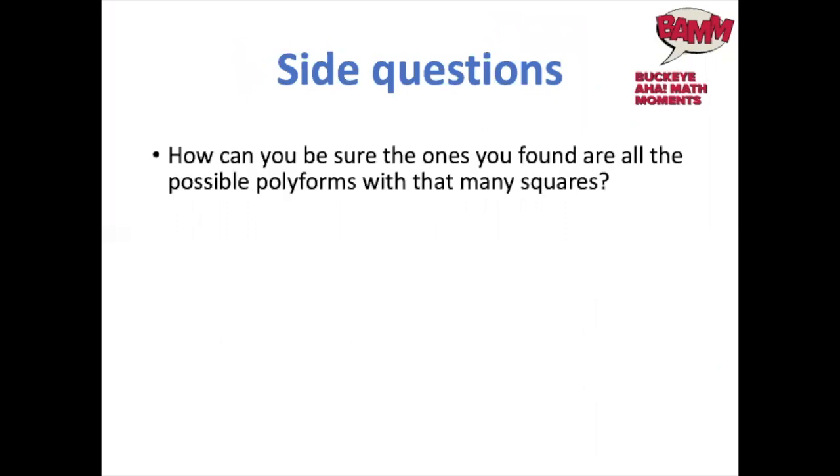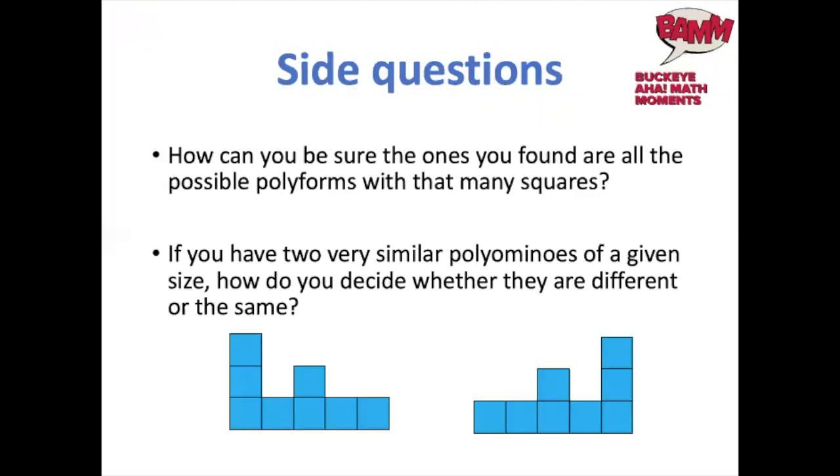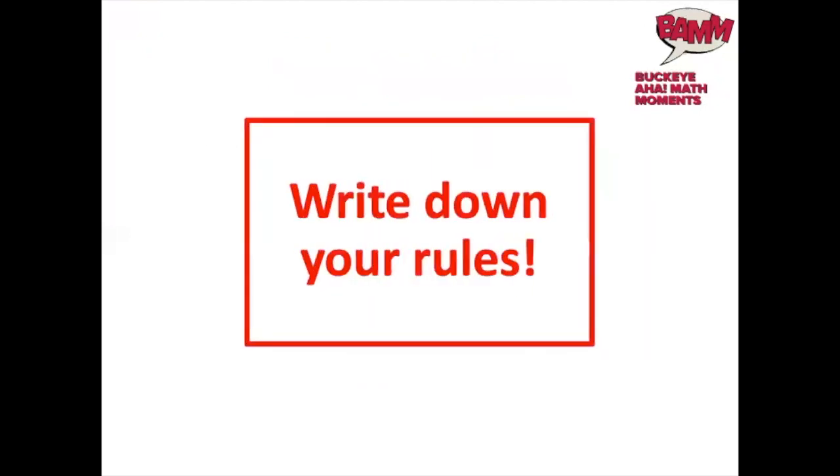While working on these questions, keep in mind two side questions. How can you be sure the ones you found are all possible polyforms with that many squares? And if you have two very similar polyominoes of a given size, how can you decide whether they are different or the same? For example, are these two polyforms really the same or are they different? Here's a hint. There is no correct answer to that question. You just have to make sure to have clear rules for deciding and stick to those rules. That is what mathematicians do. You'll want to write down your rules so you remember them.